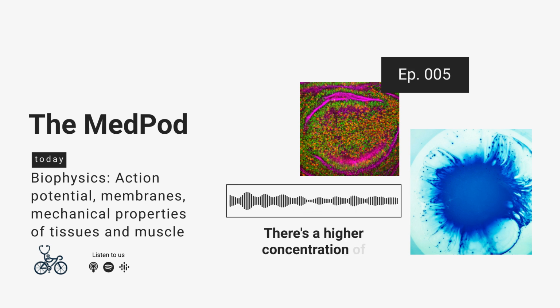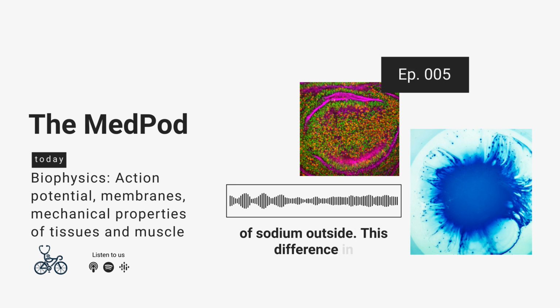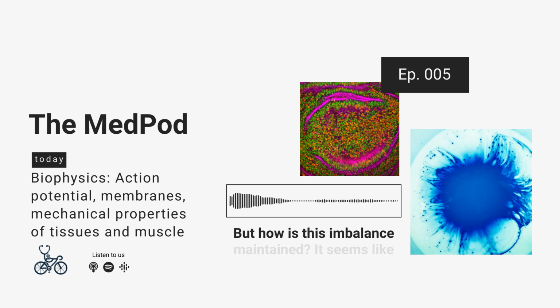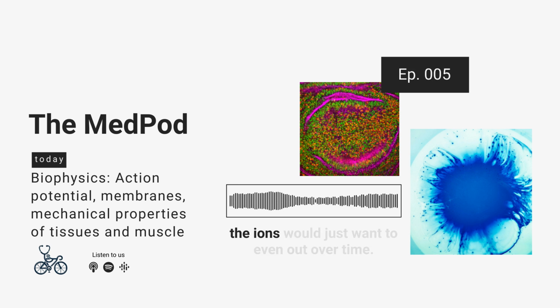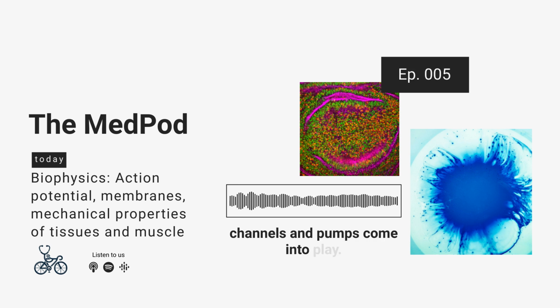There's a higher concentration of potassium inside the cell and a higher concentration of sodium outside. This difference in concentration, combined with the selective permeability of the membrane, creates an electrical potential. But how is this imbalance maintained? It seems like the ions would just want to even out over time. That's where specialized proteins called ion channels and pumps come into play.